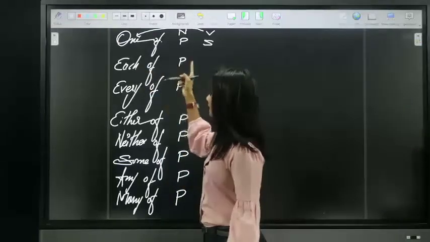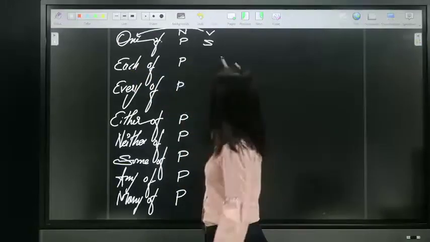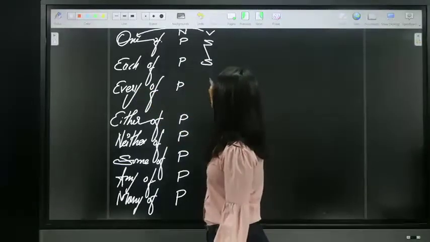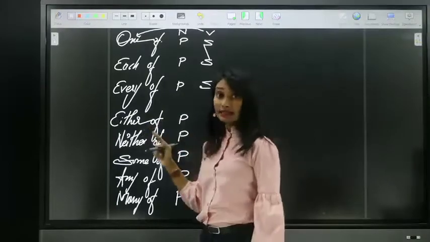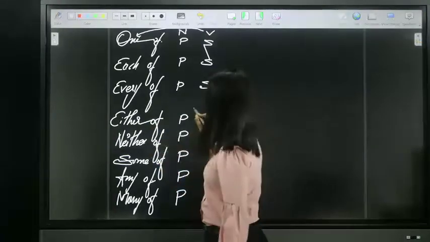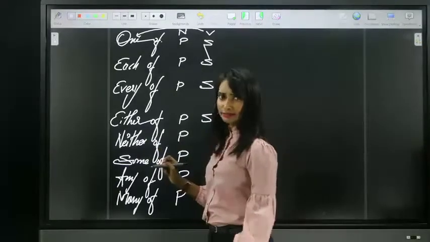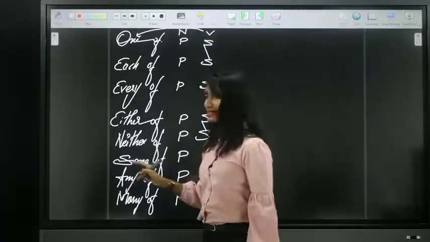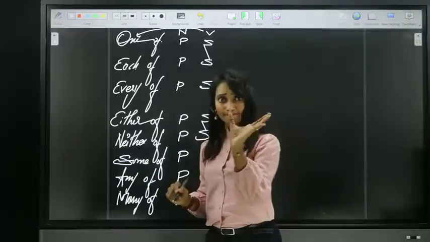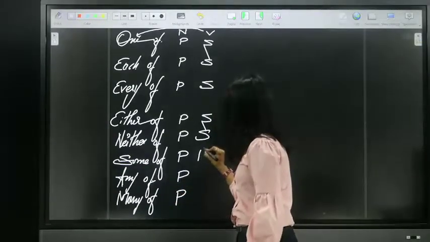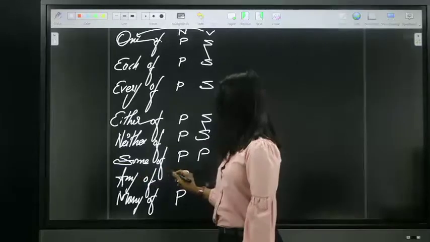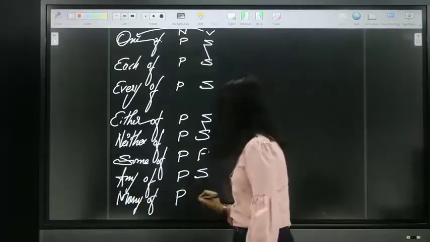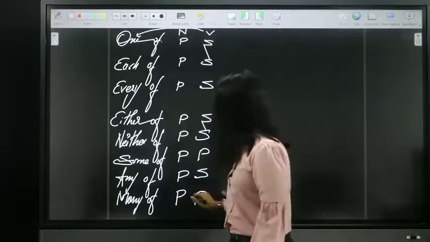In the same way, each also indicates singular, so we require a singular verb. Every also indicates singular, so we require a singular verb. Either, one of two, so singular verb. Neither, zero of two, so singular verb. Now, some means more than one, plural, so we require a plural verb. Any indicates singular, so we require a singular verb. Many is plural, so we require a plural verb. So I think it is clear to you.